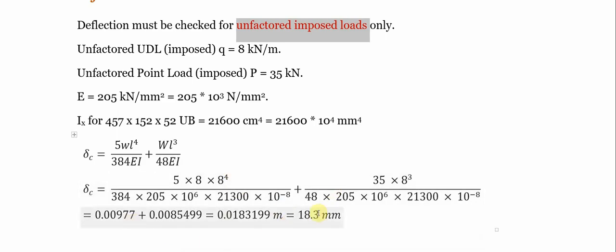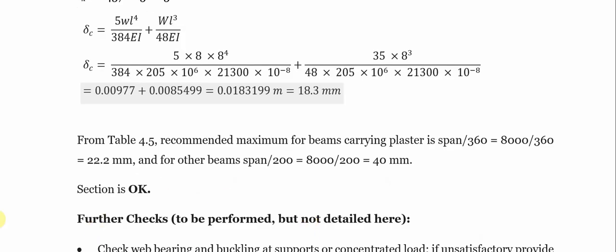This will give us the deflection, which is 18.3. Now there's a recommended maximum beam span over 360, which is relevant for the deflection. So we check this value against the limit. Since our span is 8 meters, we divide by 360, and we have 22.2. Since this is less than the maximum deflection that is expected, then we are okay, the section is okay.